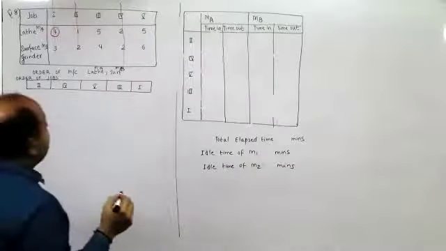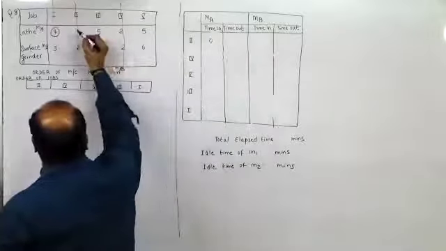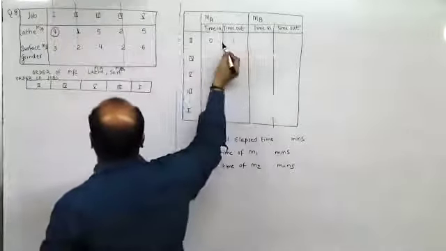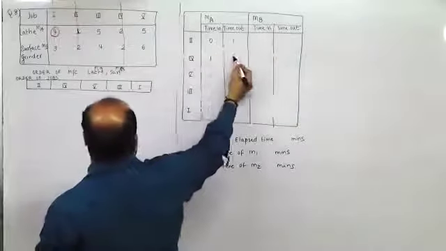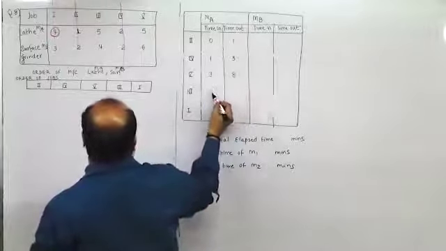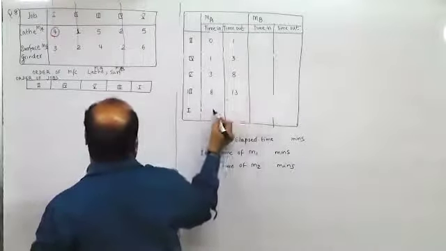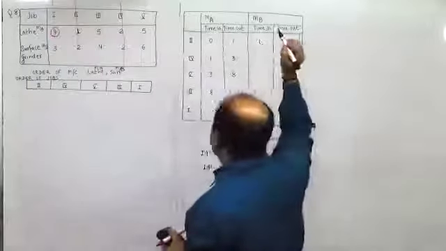Now here, time in would be 0 for second one. First job, 1 minute. Read only the first row. 1 minute it goes in here. 2, 3. 3 here it goes in. 5, 8. 8 here it goes in. 13. 13 here. 17.